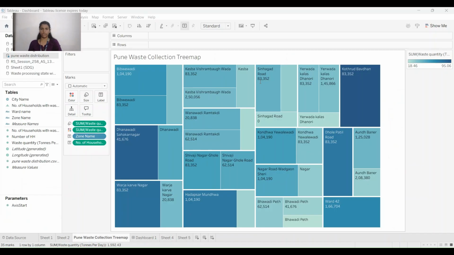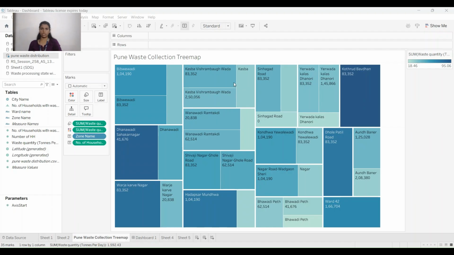TPD. The chart is colored using a blue gradient scale ranging from 18.46 to 95.06, where lighter blue indicates lower waste generation and darker blue represents higher waste generation. This color scaling helps us visually identify high-waste and low-waste wards instantly. For example, wards shown in darker shades represent more waste compared to lighter shaded wards.